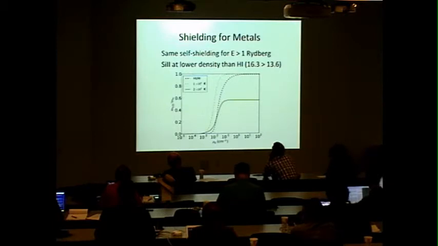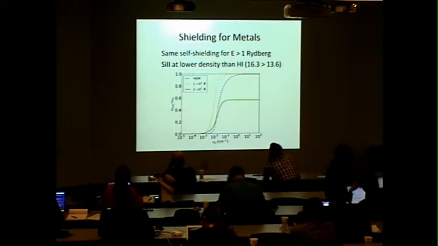This is because the ionization potential for silicon 2 is 16.3 eV, which is greater than 13.6 eV for hydrogen. So the effect of this is that the clouds of silicon 2 are a little bit larger than the clouds of neutral hydrogen, which increases the velocity dispersion and somewhat improves agreement with observations. So that's one effect.